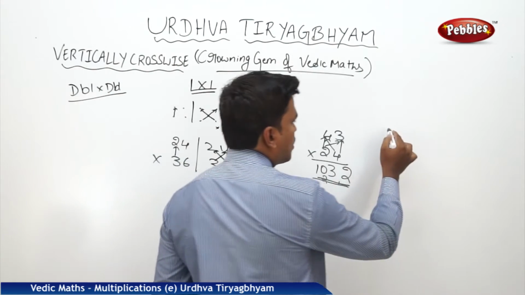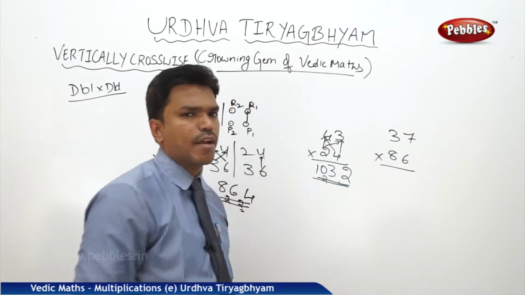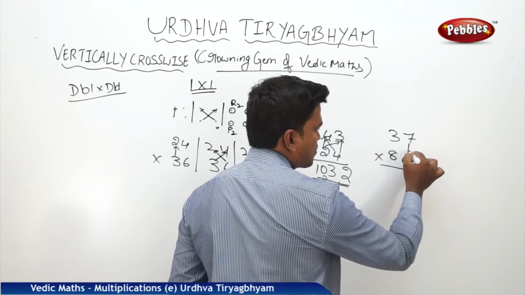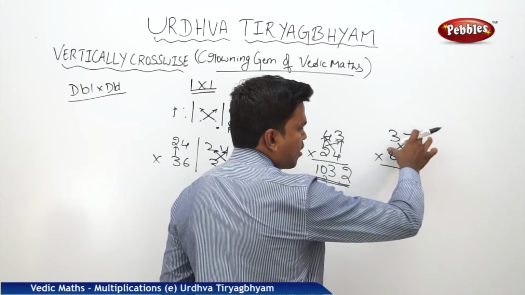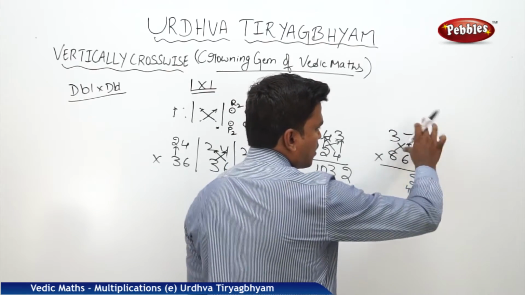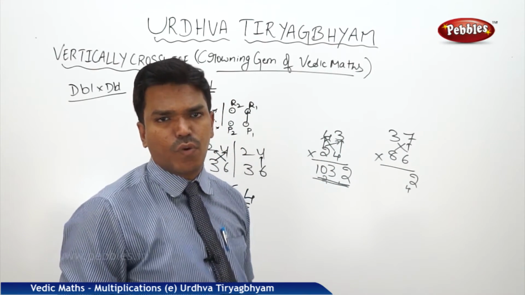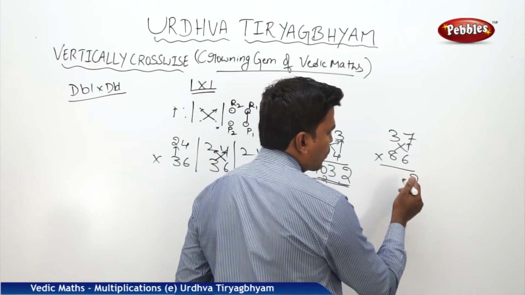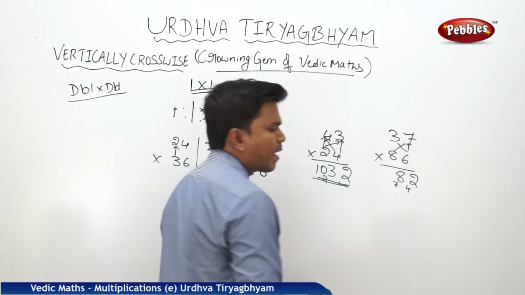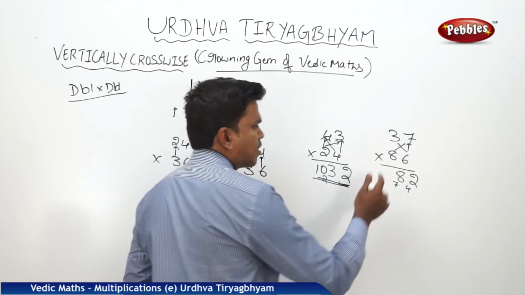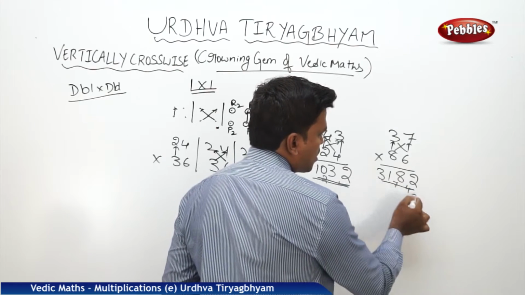One more example. See, 37 into 86 I want to multiply. So this time, once again I am explaining. What is 7 × 6? 42. Drop 2, carry 4. Cross multiply. 3 × 6 is 18 plus 7 × 8 is 56. 18 plus 56 is how much? 74. Okay, 74 plus 4, 78. So drop 8, carry 7. Next, what is 3 × 8? 24. So 24 plus 7, 31. So our answer is 3182.